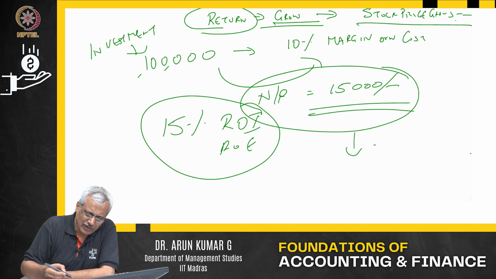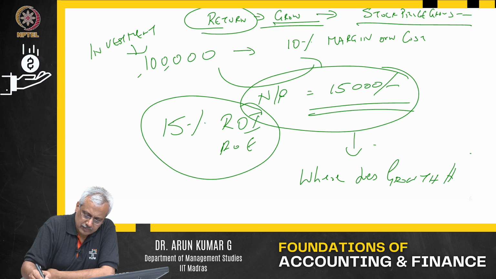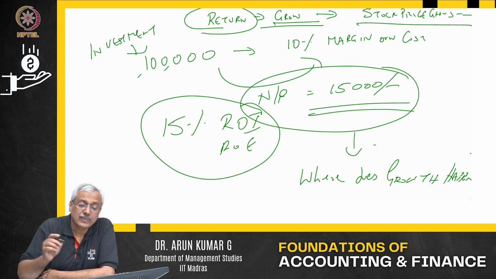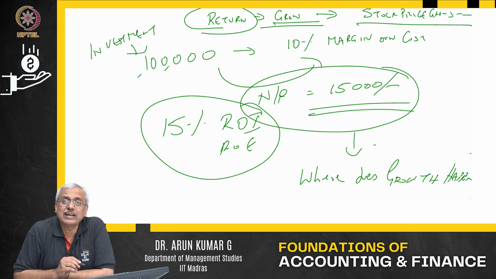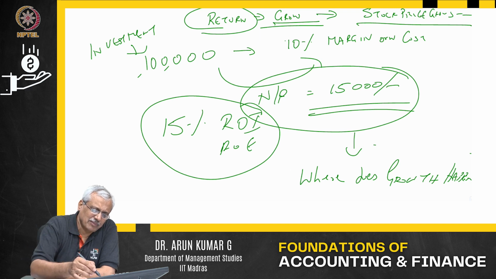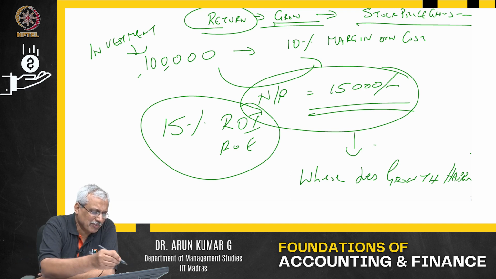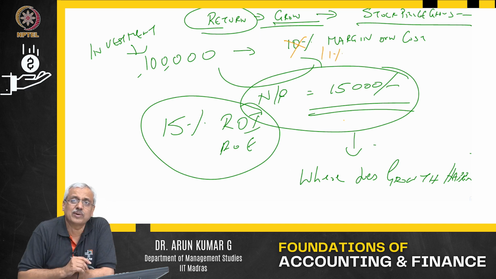So then, how does the price move? Where does growth happen? That's a big key question out here. For growth to happen, somebody will say, sir, my margin on cost, I am not going to be charging 10%. I am going to increase my margin from 10 to 11%, then growth is going to happen.